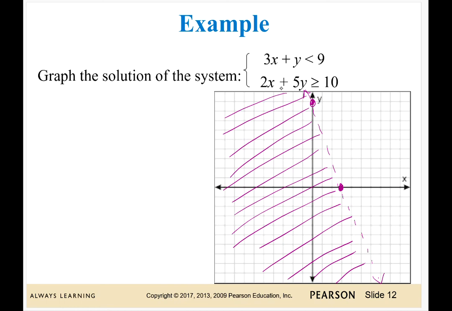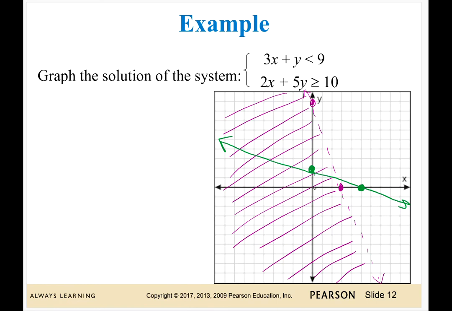Okay, so this line, we're going to do the same thing. I'm going to plug in x equals 0. I get 5y equals 10, which means y equals 2. There's my y-intercept. Then I'm going to find my x-intercept by plugging in y equals 0, and I get 2x equals 10, which means x equals 5. 1, 2, 3, 4, 5. Okay, so there's my intercepts. This one does have an equal sign, so it's going to be a solid line through those two. So solid line. Okay, then I need to test 0, 0 to find out which way I'm shading. So 0 plus 0, is that greater than or equal to 10?